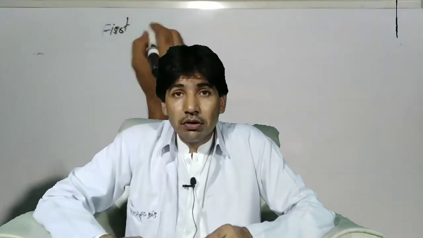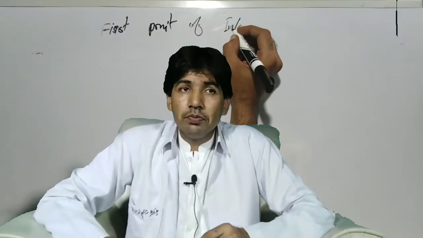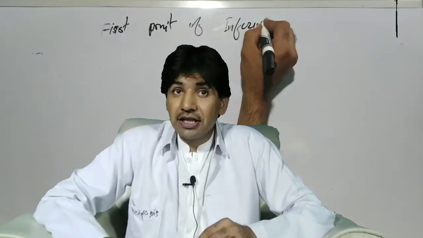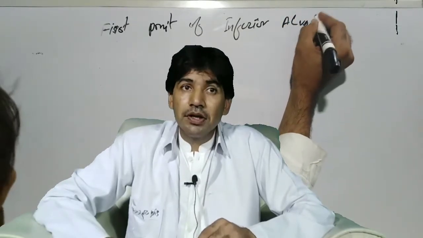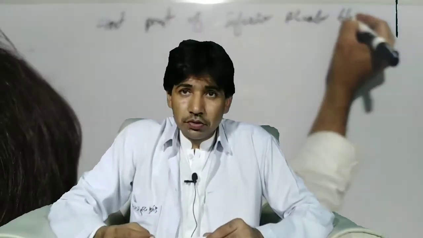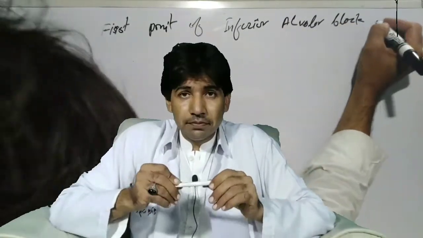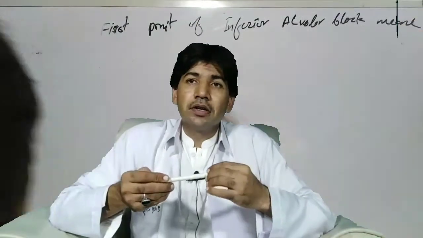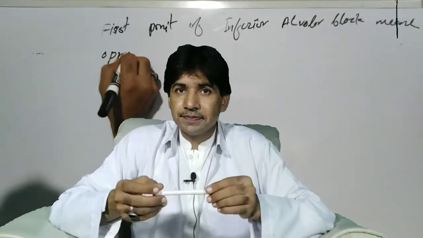The first point: for the inferior alveolar nerve block, we enter from the opposite side, the corner of the mouth. That means if we inject the left side, we will enter from the right side of the mouth, and if we inject the right side, we will enter from the left side of the mouth. You have to remember this first point.